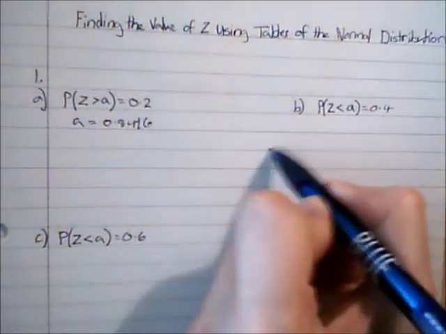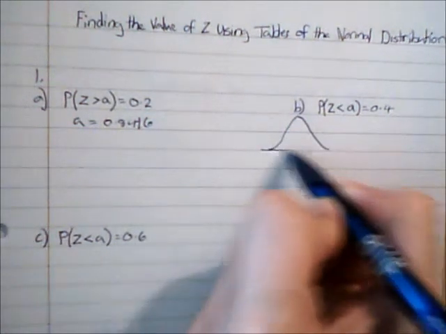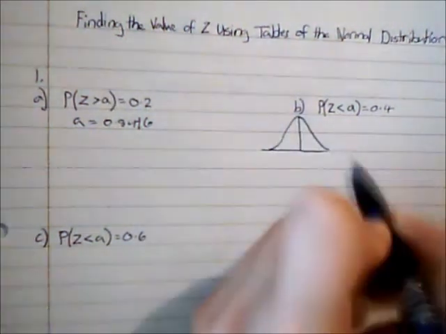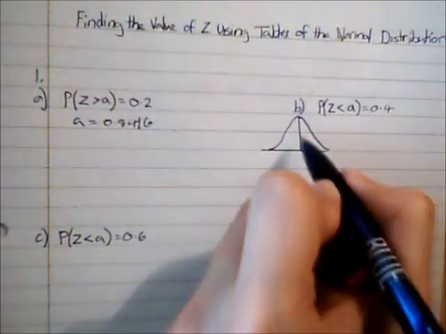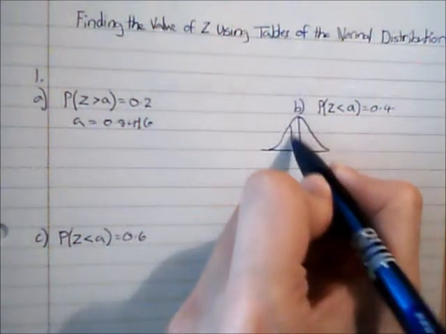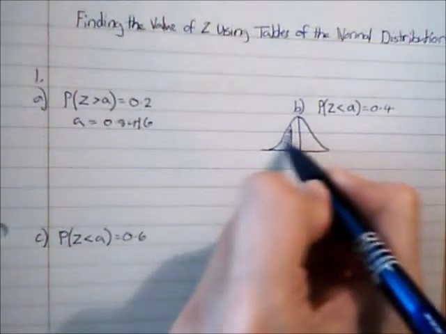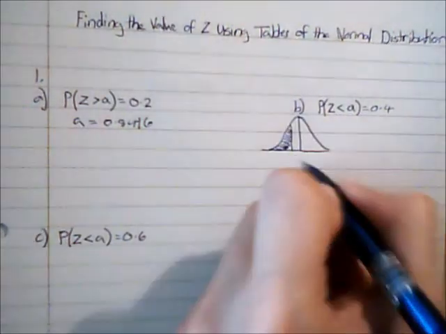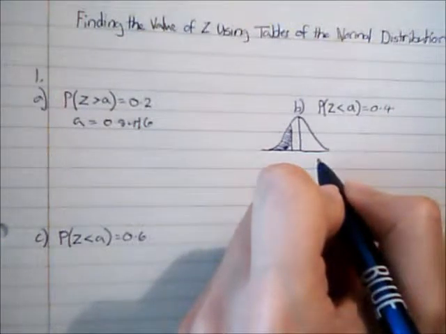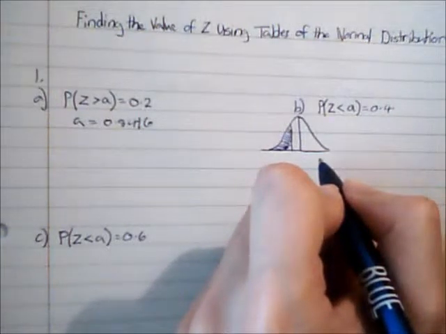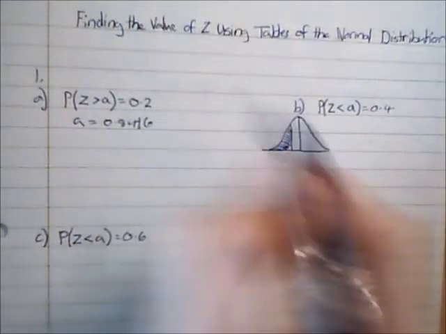So this next one: find the probability that z is less than a is 0.4, find the value of a. I'm actually going to do a sketch here. I know the probability that I'm looking at is 0.4, so it must be before the mean, because otherwise it would be greater than 0.5. So that area there represents the probability that z is less than a, which is 0.4.